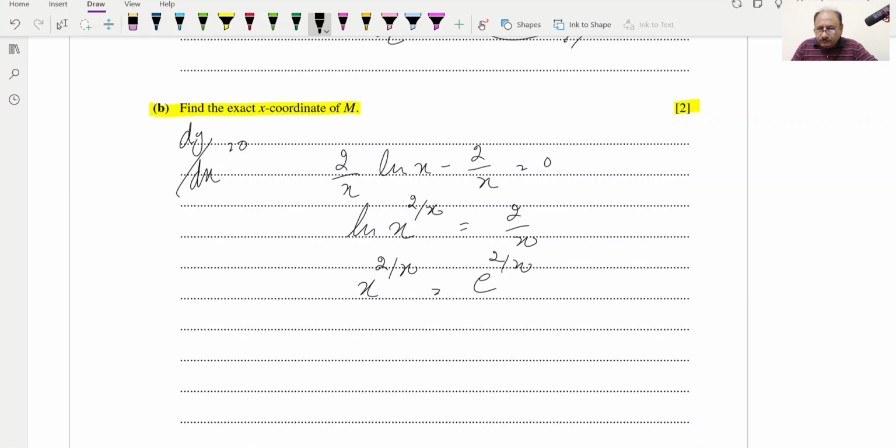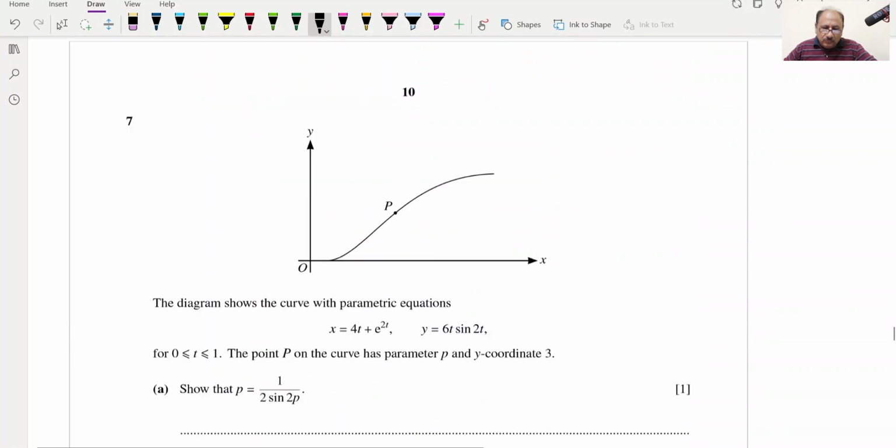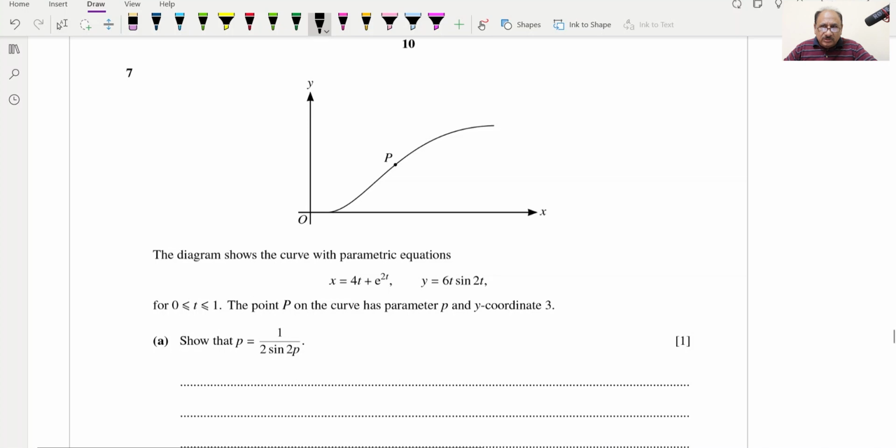Now the powers are the same, the powers are matching, so the bases will be the same, so x will be equal to e. This is our final answer. This is done, so we can move to question number 7.